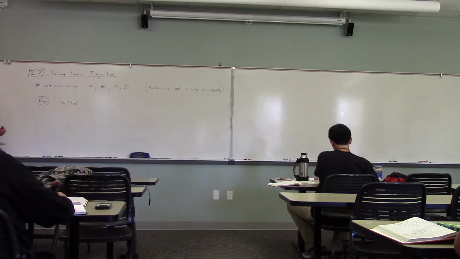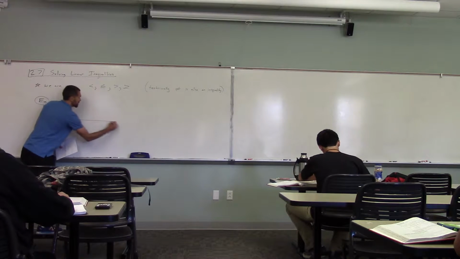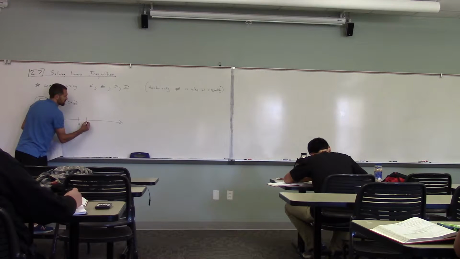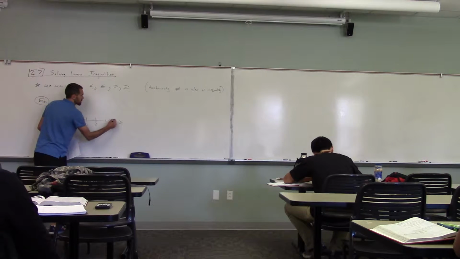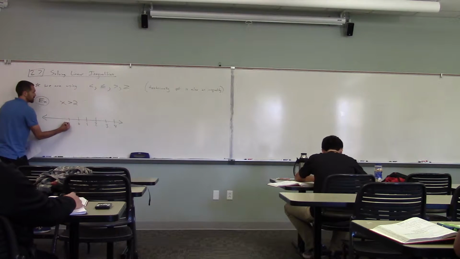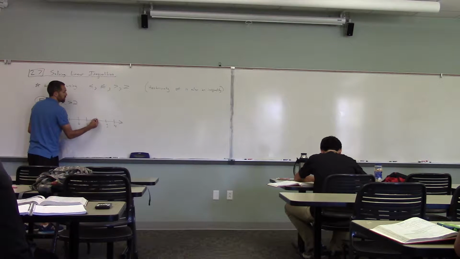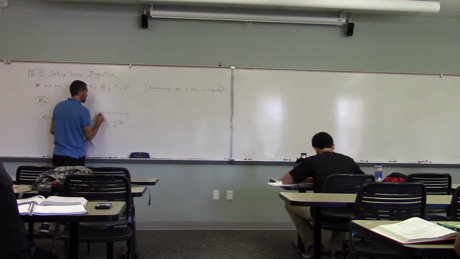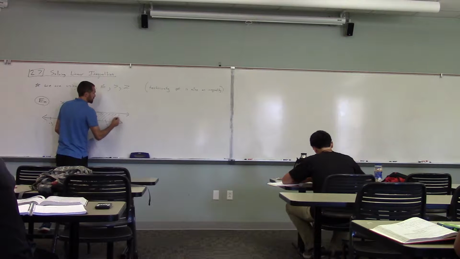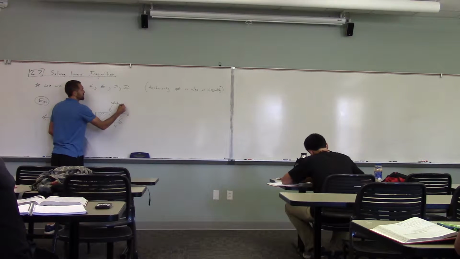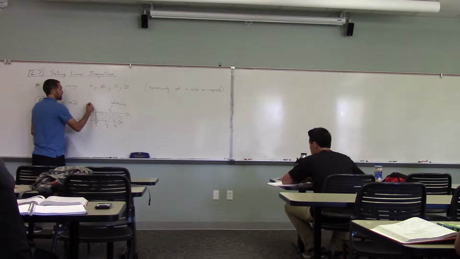Okay. So what this means is on the real number line, we have a fence post at 2. Starting at 2, we have a little fence post here, and everything on this side is an answer. Solutions. Not solutions.